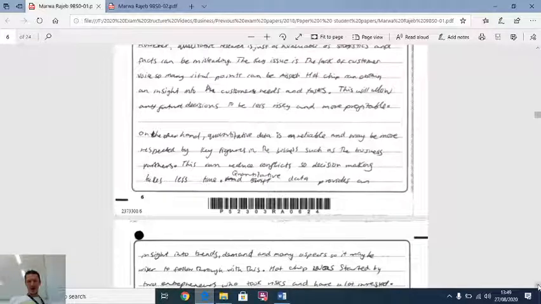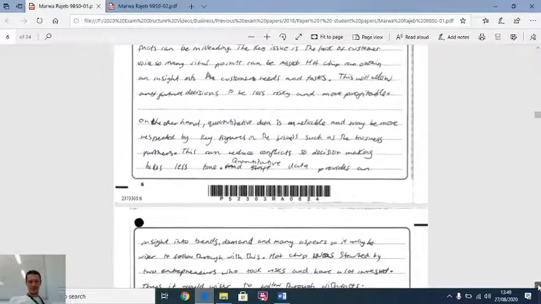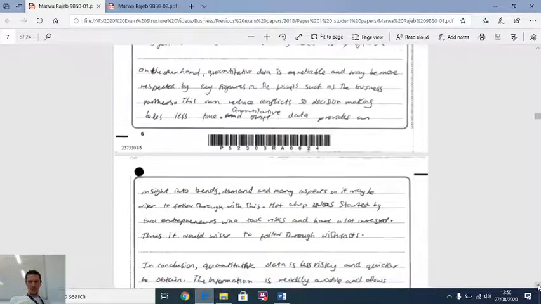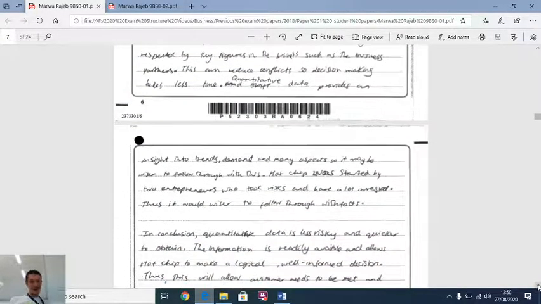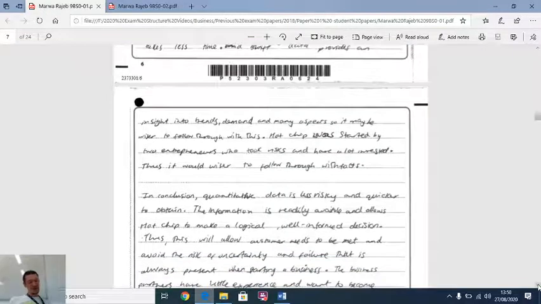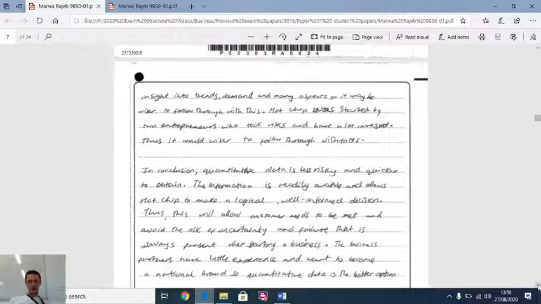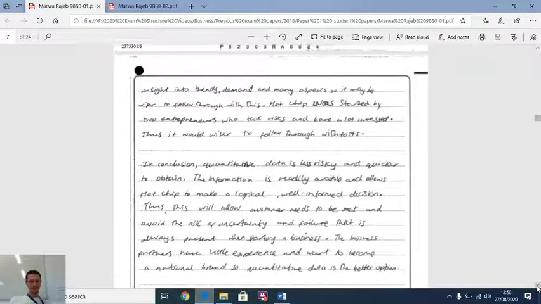She's going away on some nice tangents here. She's talking about decision making aspects. Quant data provides an insight into trends, demand, and many aspects, so it may be wiser to follow through with this. Would I use the word wiser? Maybe not. Hotchip was started by two entrepreneurs who took risks and have a lot invested. It will be wiser to follow through. I think it gets a little bit wishy-washy around here. I'm giving this an A-grade answer purely based on what she said, but around here she's repeating the use of the word wise. I'm unsure of that.